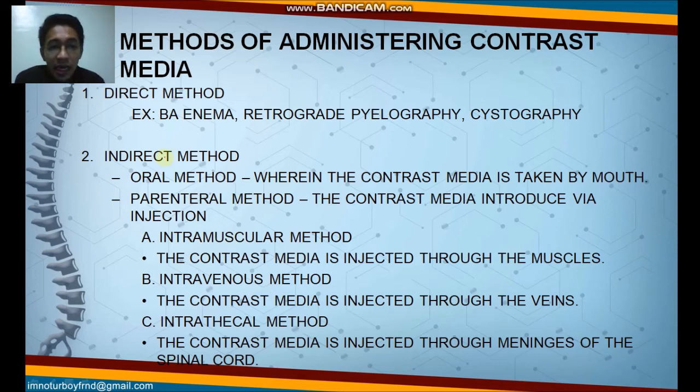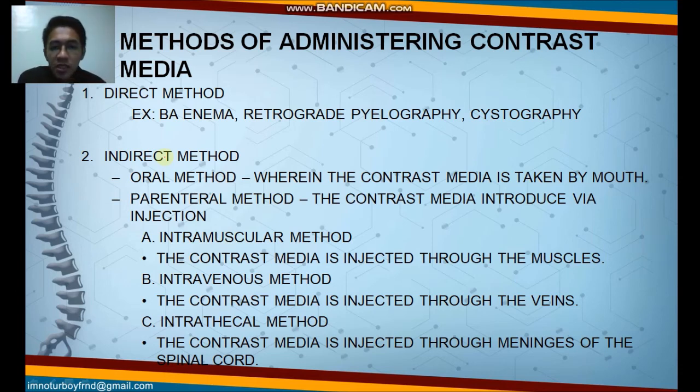So next we have the indirect method. We have the oral and then parenteral. So oral method means the contrast media is taken by mouth. Parenteral is other than the alimentary canal. That means it doesn't pass through the mouth of the patient, and it doesn't pass through the anal canal of the patient. That is parenteral. Right? You have intramuscular, intravenous, intrathecal. That is not through the mouth, or through the anus, or basically not through the alimentary canal of the patient.